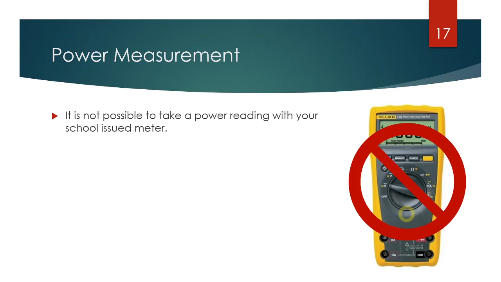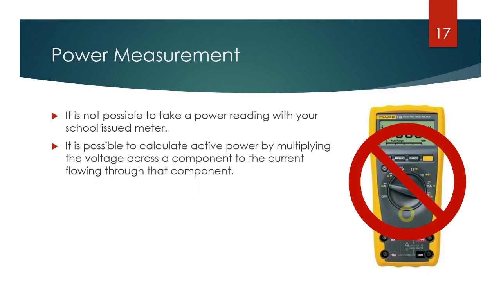There are meters that you can do it. It actually takes extra leads to be able to do it and take two measurements at the same time. But it is possible for us to calculate active power by multiplying the voltage across a component, the current through it, and doing this calculation. Watts is just going to be volts times our amps.